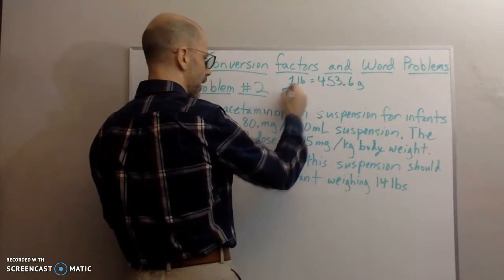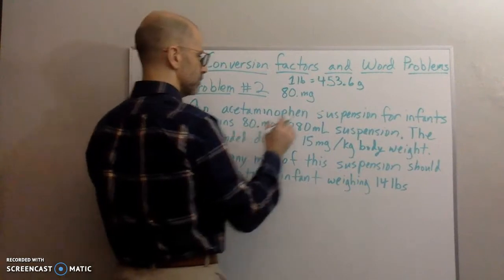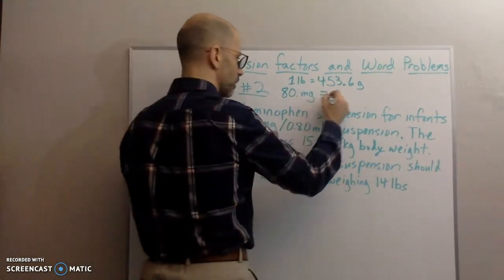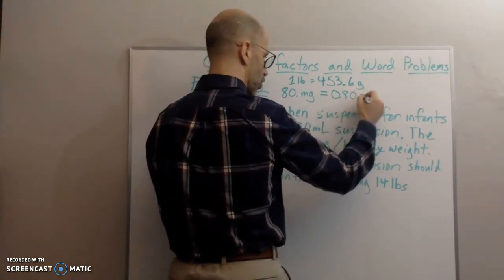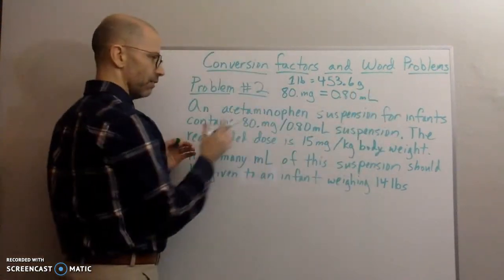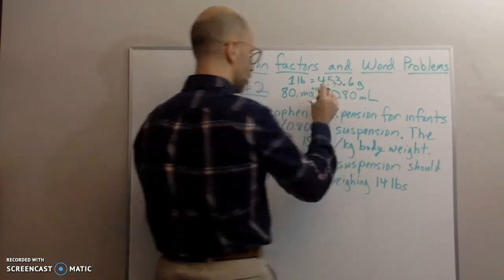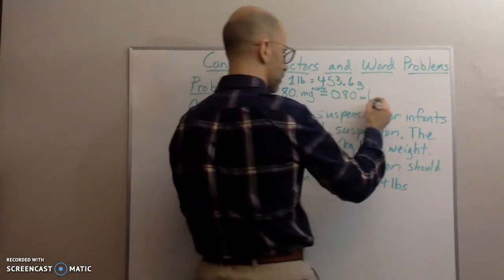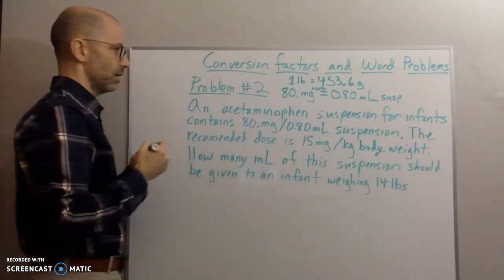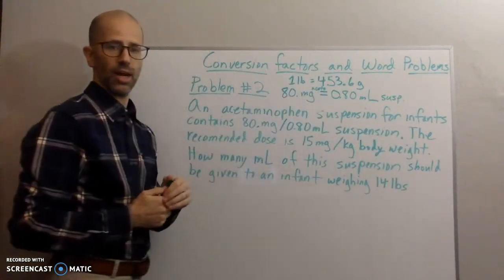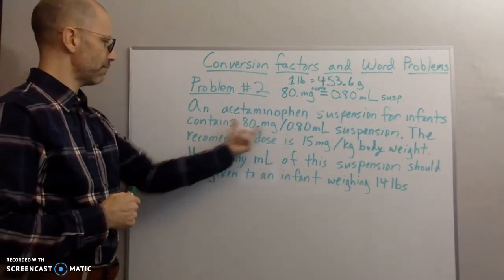So 80 milligrams of the medicine, acetaminophen, is going to be equal to 0.80 milliliters of the suspension. I'm going to put aceto for the medicine and milliliters of suspension, and these are equal. So that's going to be a conversion factor that we can use. That's a relationship that we got from the first sentence.